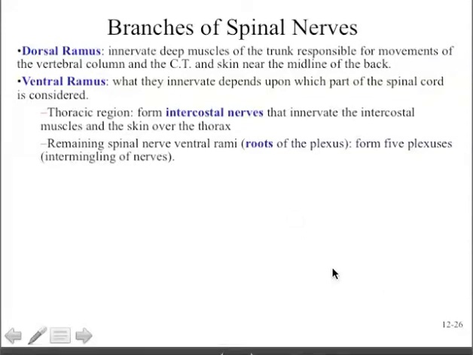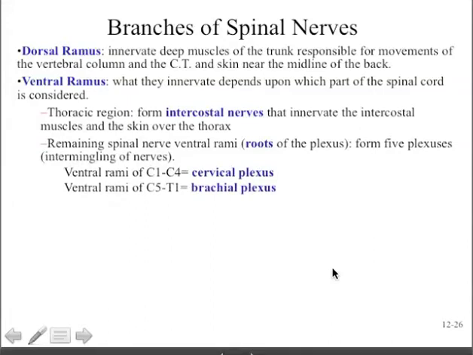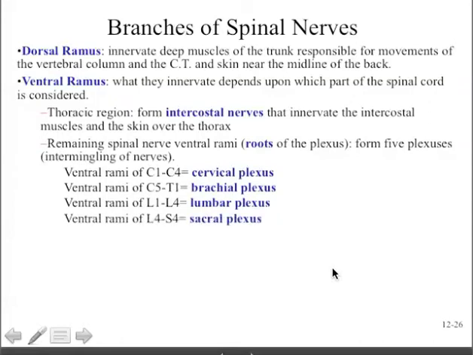The remaining spinal nerves have ventral rami that form 5 plexuses. Plexus is essentially a fancy word for a nerve net. The ventral rami of C1 through C4 form the cervical plexus. Those from C5 to T1 form the brachial plexus. L1 to L4 the lumbar, and L4 to S4 the sacral, and then finally S4 to S5 the coccygeal plexus.